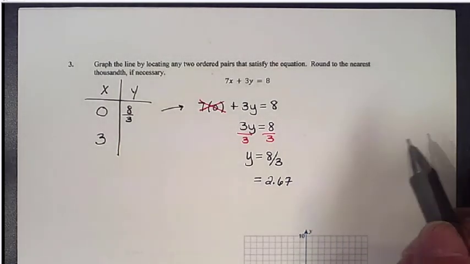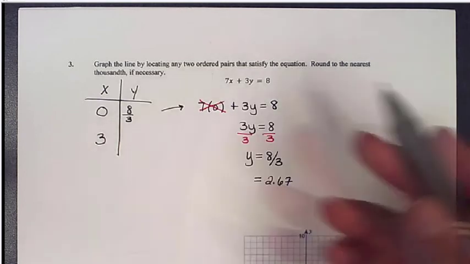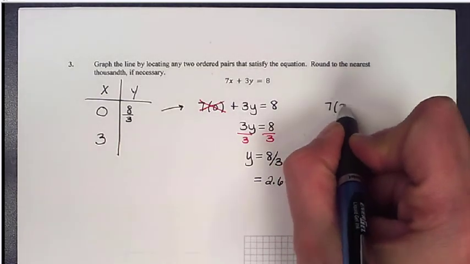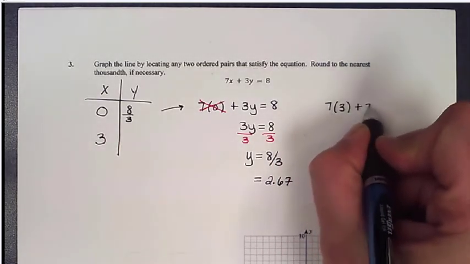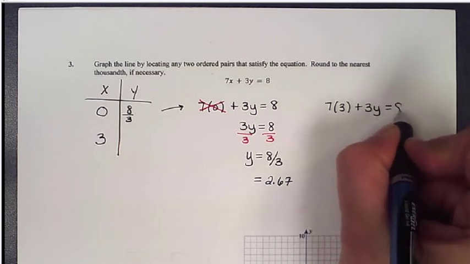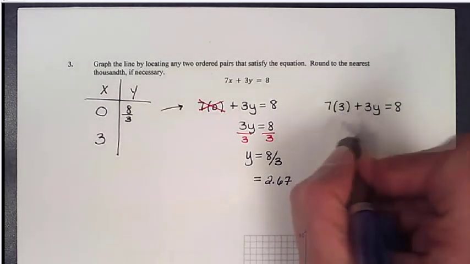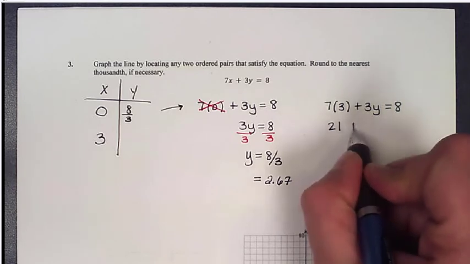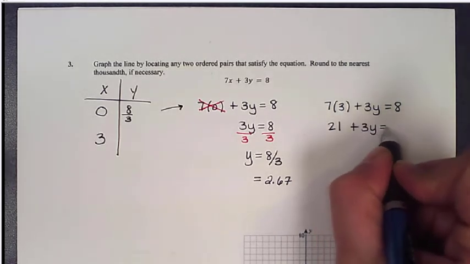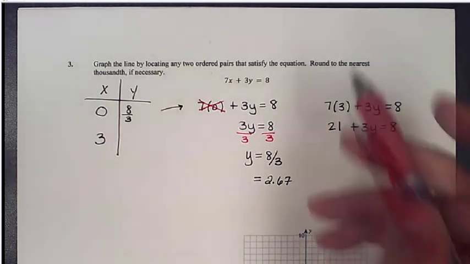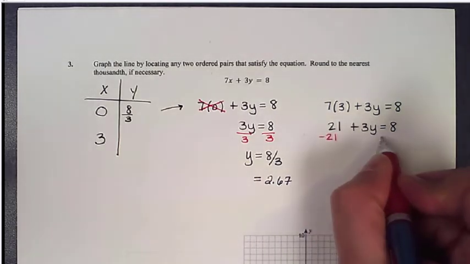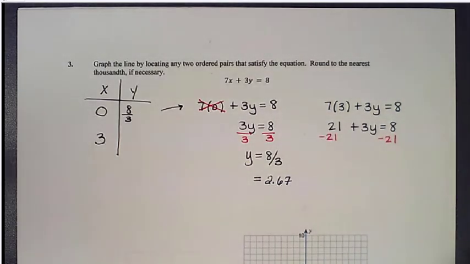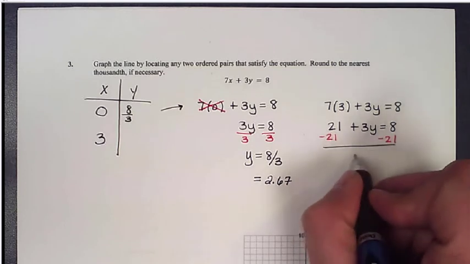Okay, so let's do the same thing for the 3 that we chose earlier. So we've got 7 times 3 plus 3y equals 8. Well, 7 times 3 this time is 21, plus 3y equals 8. We're going to subtract 21 from both sides of our equation. So now we have 3y equals negative 13.